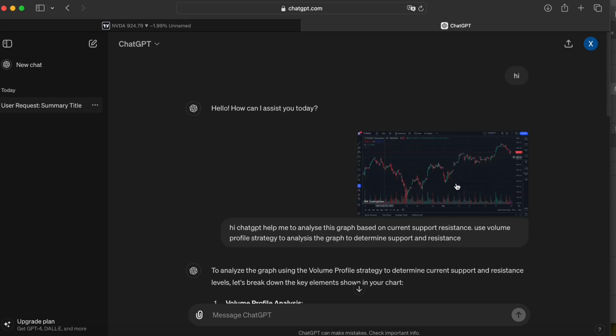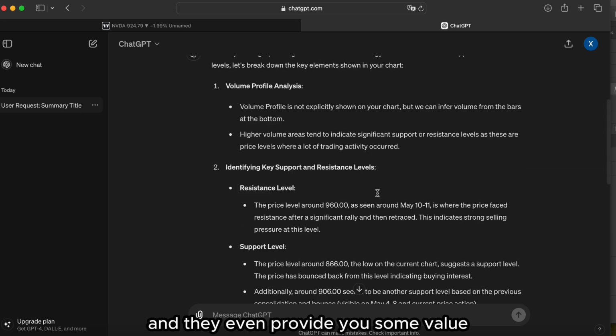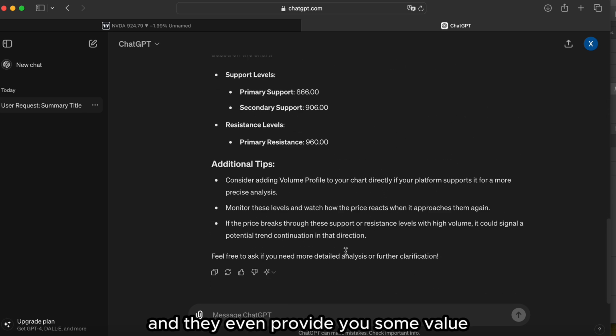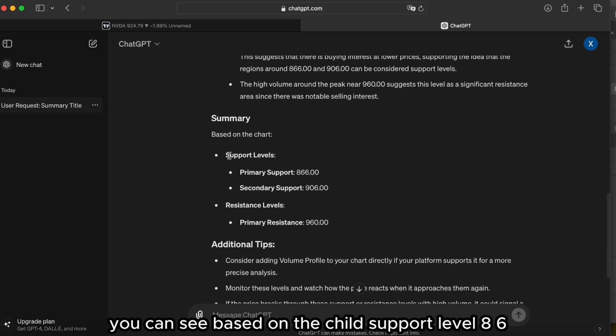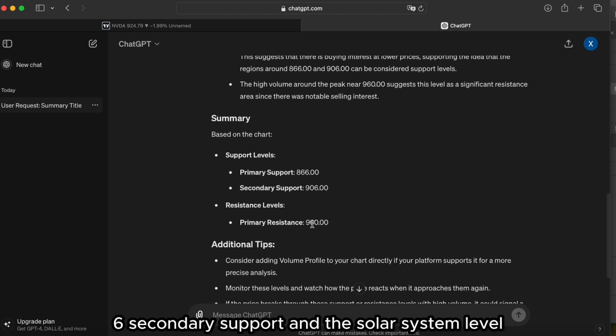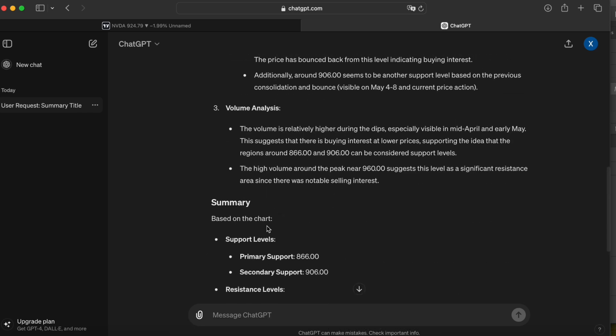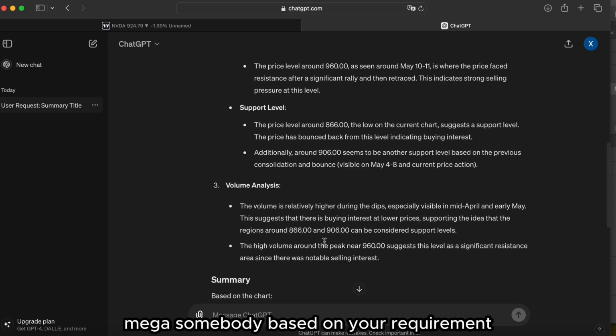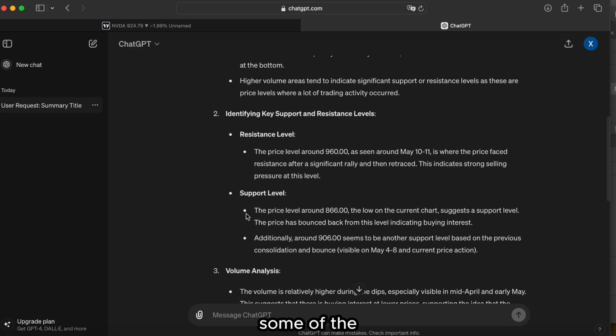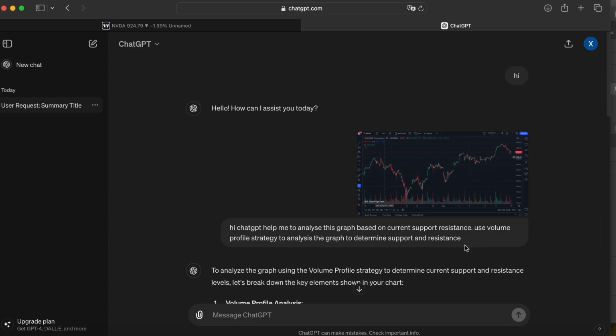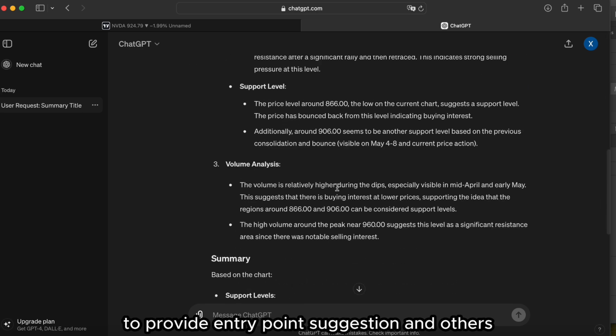support resistance based on the graph, and it even provides you some values based on the graph. So basically you can see, based on the chart, support level 866, secondary support, and also resistance level. They will help you make a summary based on your requirement. You also can ask them to help you provide entry point suggestions and others.